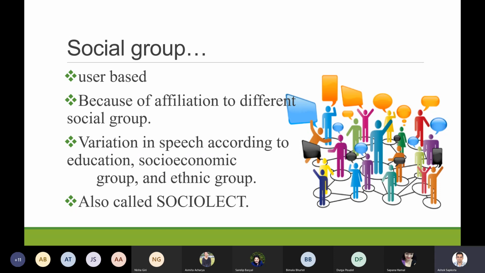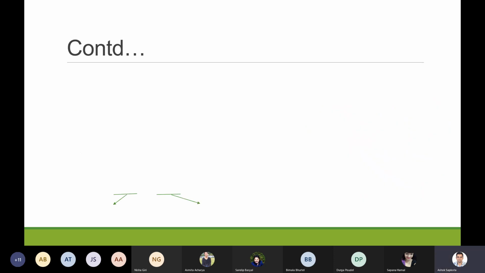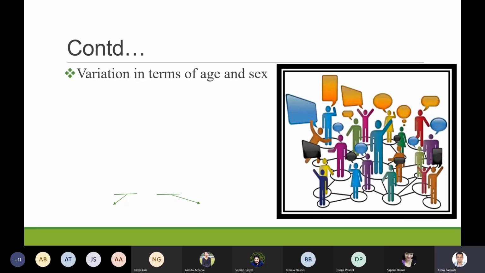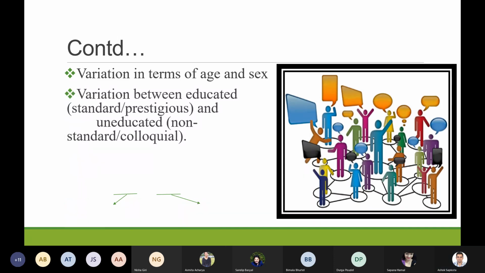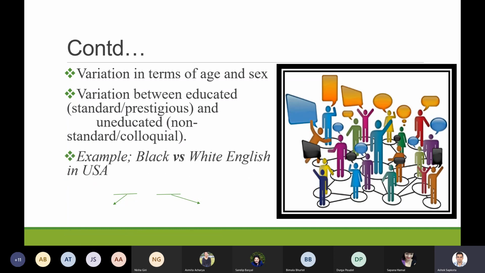You see how we talk about official and unofficial languages. That's why, in contrast to standard English, forms that are especially associated with uneducated, rather dialectal use are generally called non-standard. So we talk about formal and informal English too, based on education. I just wanted to share the idea. To talk furthermore, we have, as I said, variation in terms of age or sex, prestige, standard or prestigious, educated or non-educated. Yes, we have another example, black versus white English in the USA.